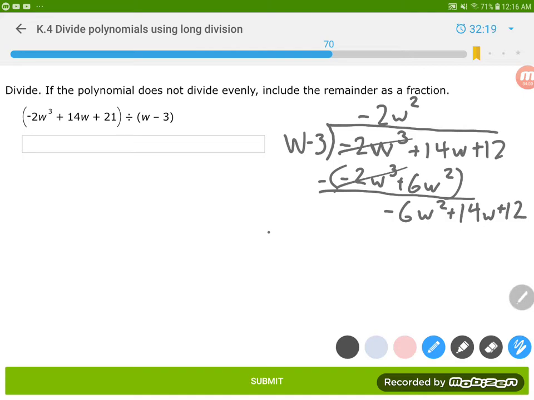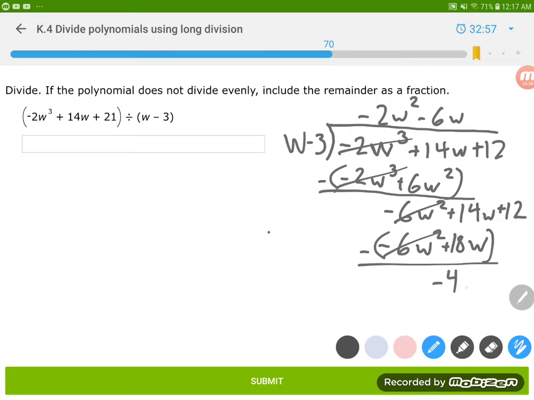So now the same deal, w can go into negative 6w squared, negative 6w times. Negative 6w times w is negative 6w squared. Negative 6w times negative 3 is going to be 18w. We're going to go ahead and subtract these. So we'll see that these two cancel, which is good, right? You notice this pattern happens. And then 14w minus 18w would be negative 4w plus 12.